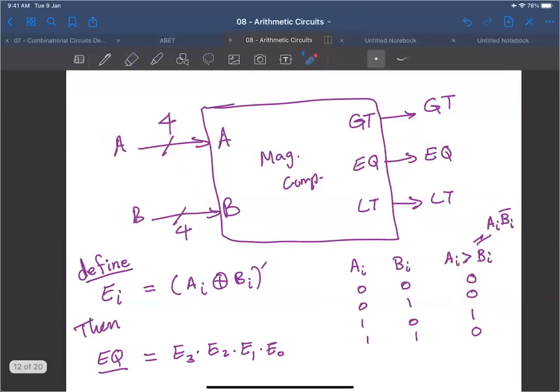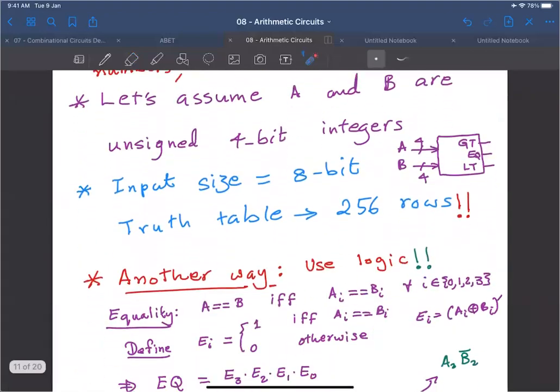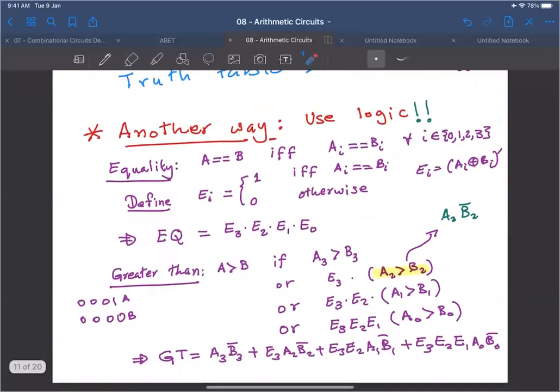Last time we came up with an expression for the equal output, which is the AND of all EI signals. EI is 1 if and only if AI, which is bit number I of A, is equal to BI. If you AND these together, you get the EQ signal.